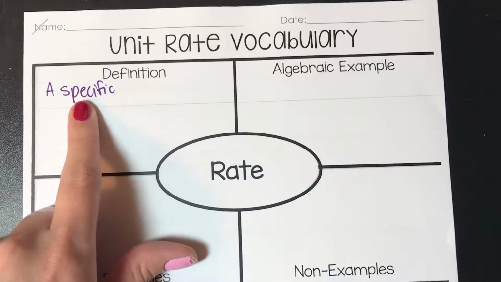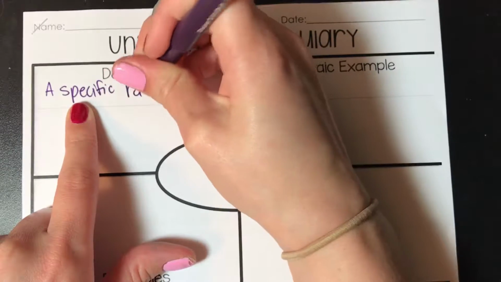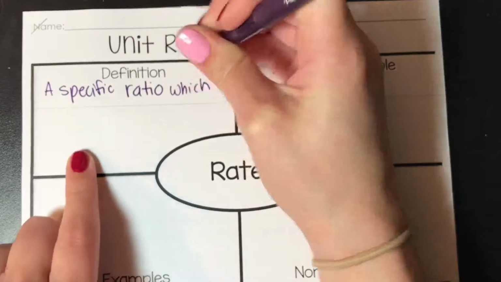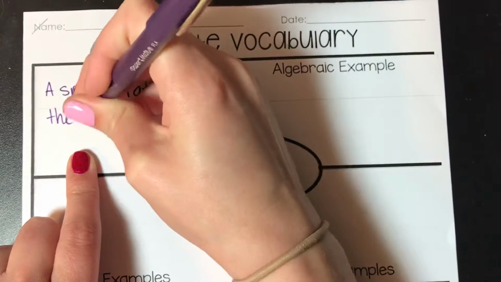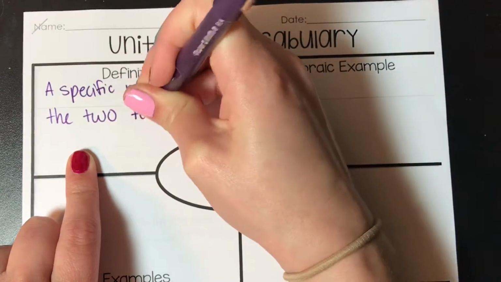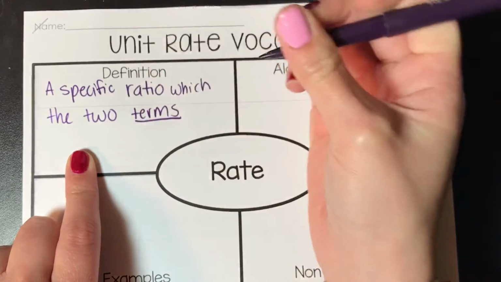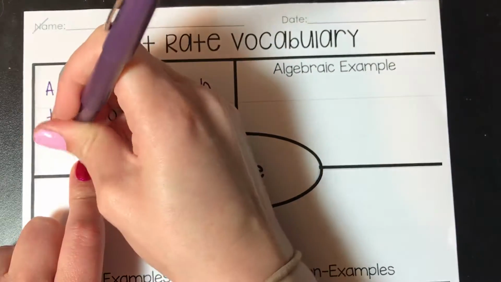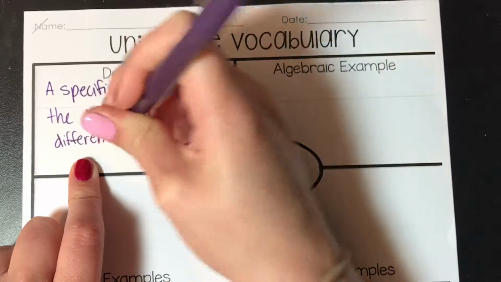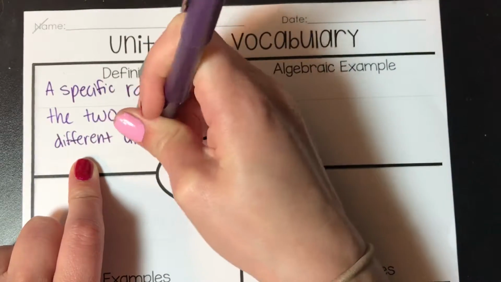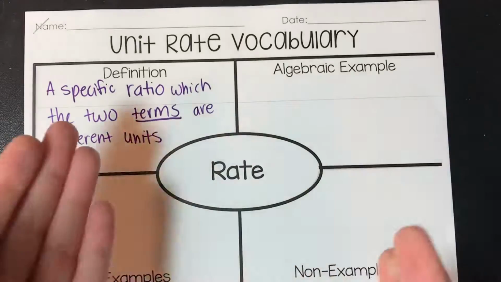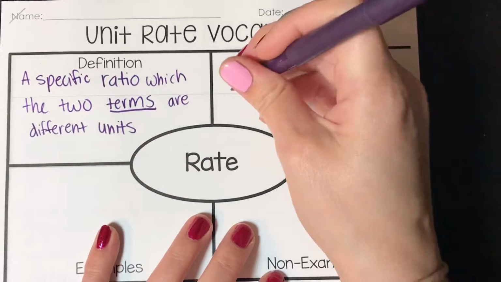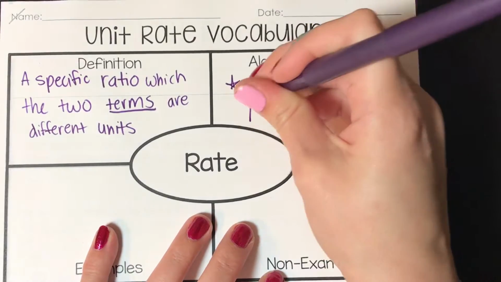A rate is a specific ratio in which the two terms are different units. Basically what I mean is we're talking about two different things. For algebraic example, this is a clue, an important key word.